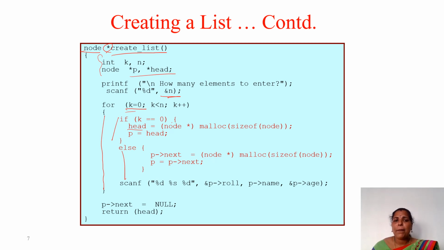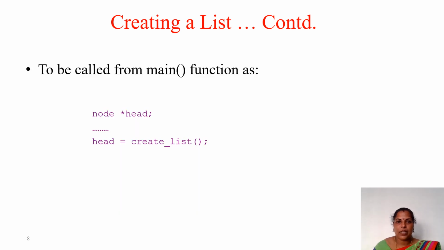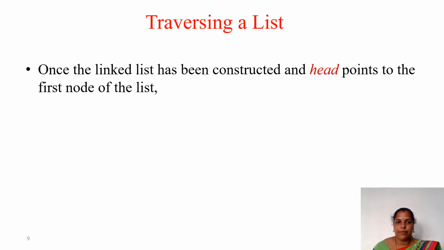Then p points to next equal to null, because initially we are creating a list and at the end the last node p points to next equal to null and we have to return the head. This is the code for creating a linked list. So how we have to call this function in the main means head equal to create list of. Because in the previous code, that is create list of function, it returns the head, right? So head equal to create list of function is called, and the created list is assigned.